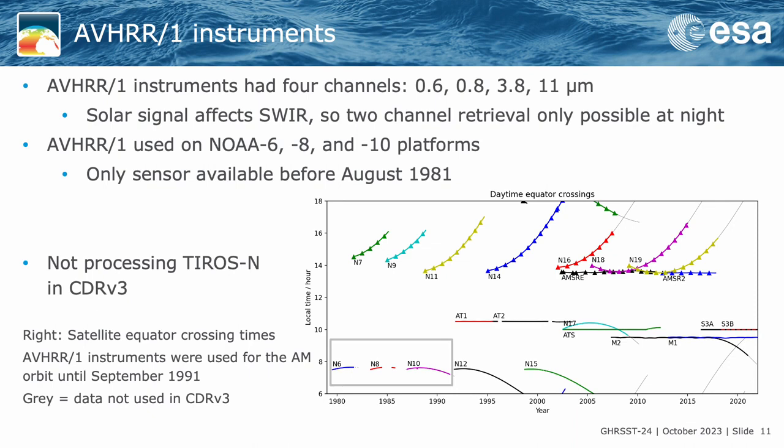We are processing the AVHRR1 instruments for the first time in the version 3 climate data record, which allows us to add the NOAA's 6, 8 and 10 data from the morning orbit in the 1980s. While these data are quite sparse, NOAA 10 does provide overlap with the NOAA 9 and 11 instruments, and NOAA 6 is the only sensor available before August 1981, allowing us to extend the dataset back to the start of 1980.